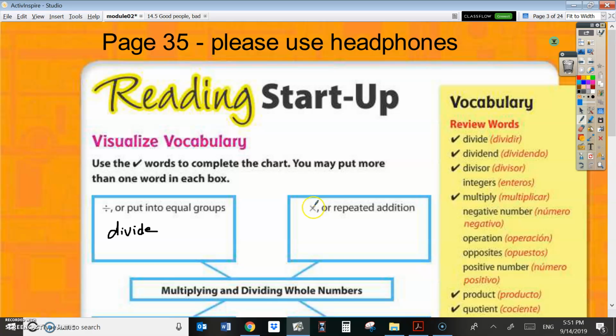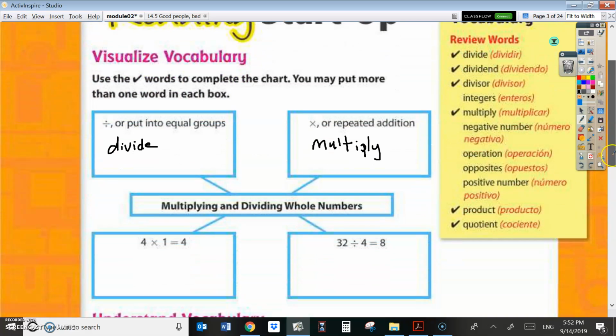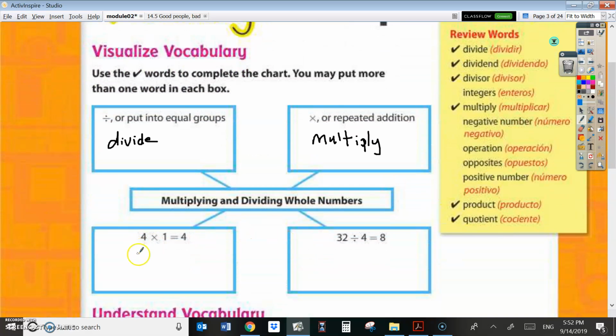And then multiplication or repeated addition is indeed multiplication. Alright. So this right here is called a factor. These are both factors, and this is a product.